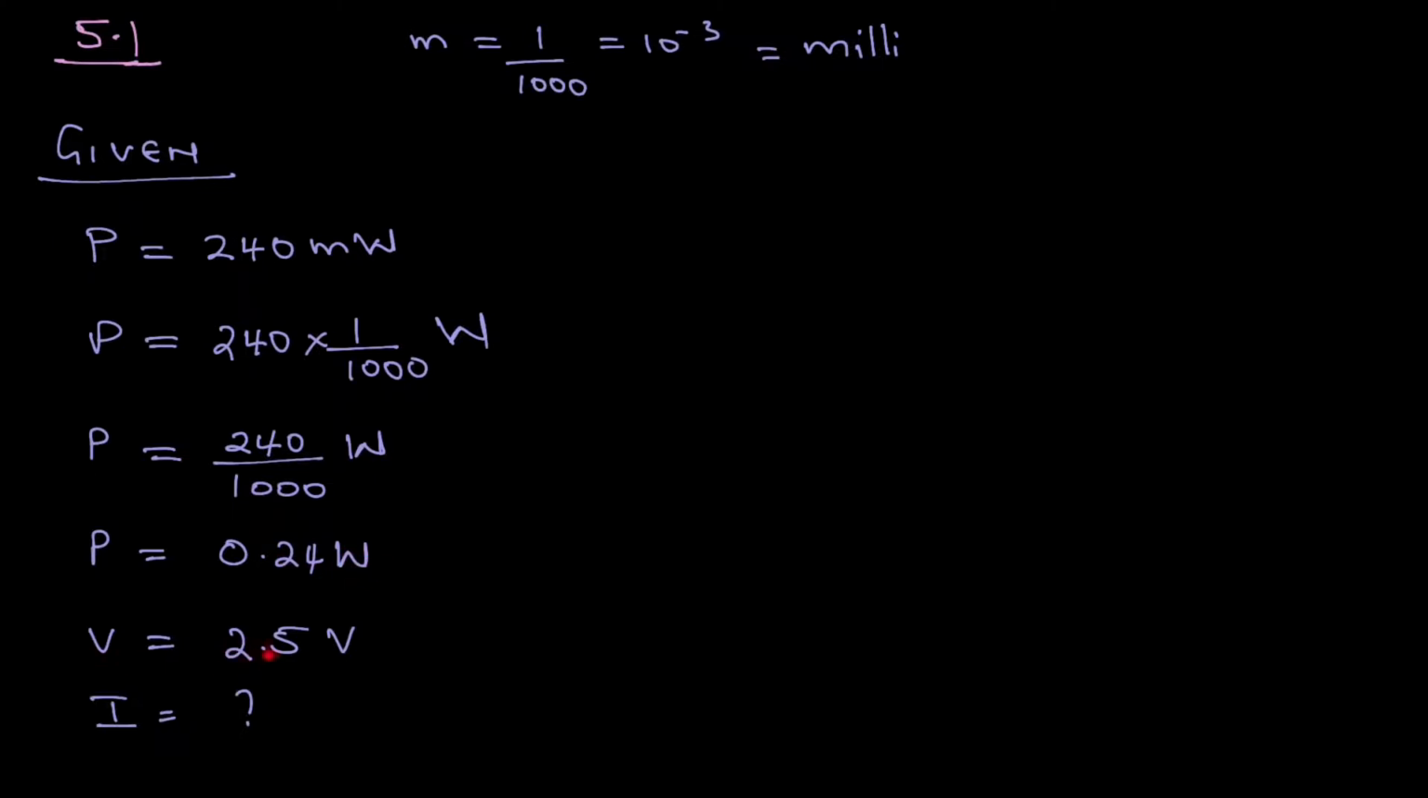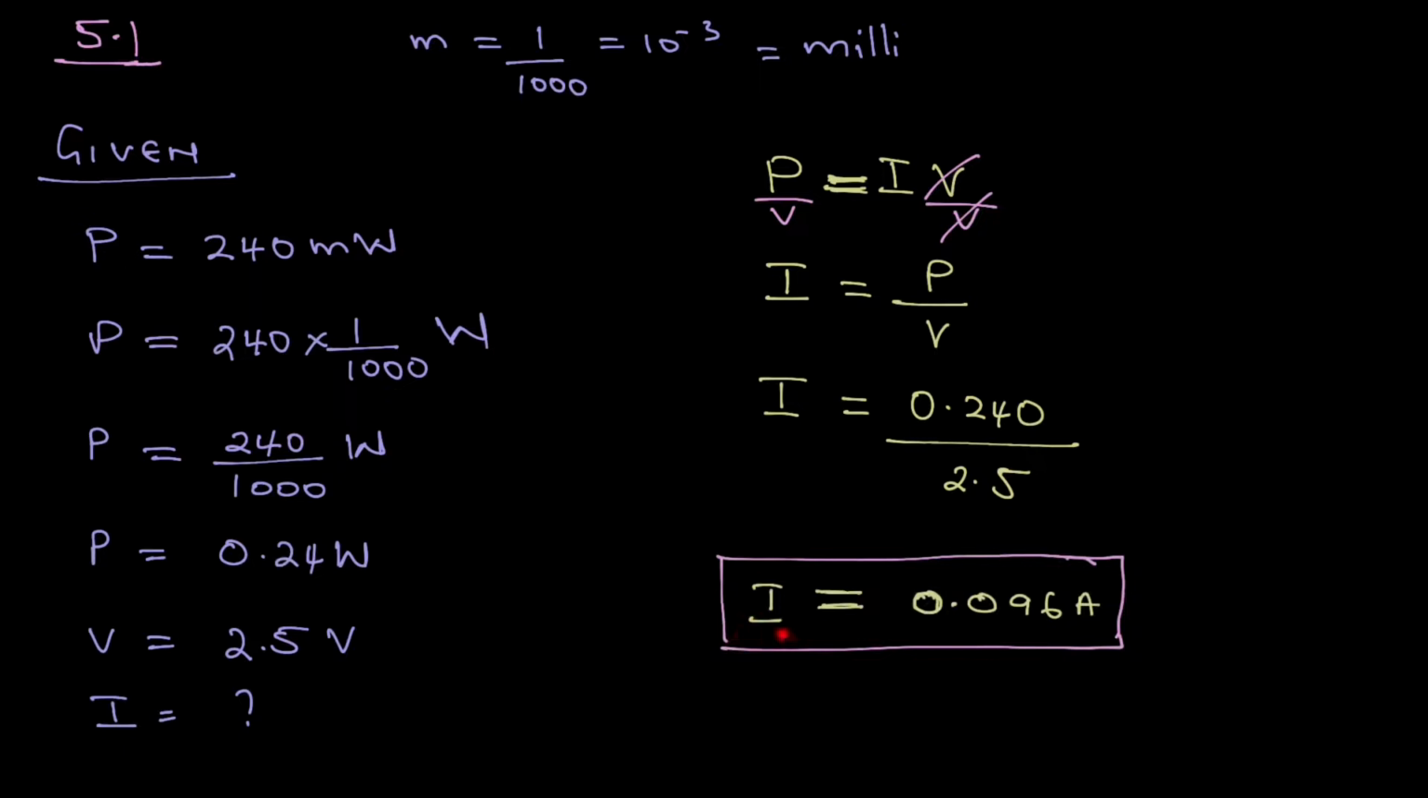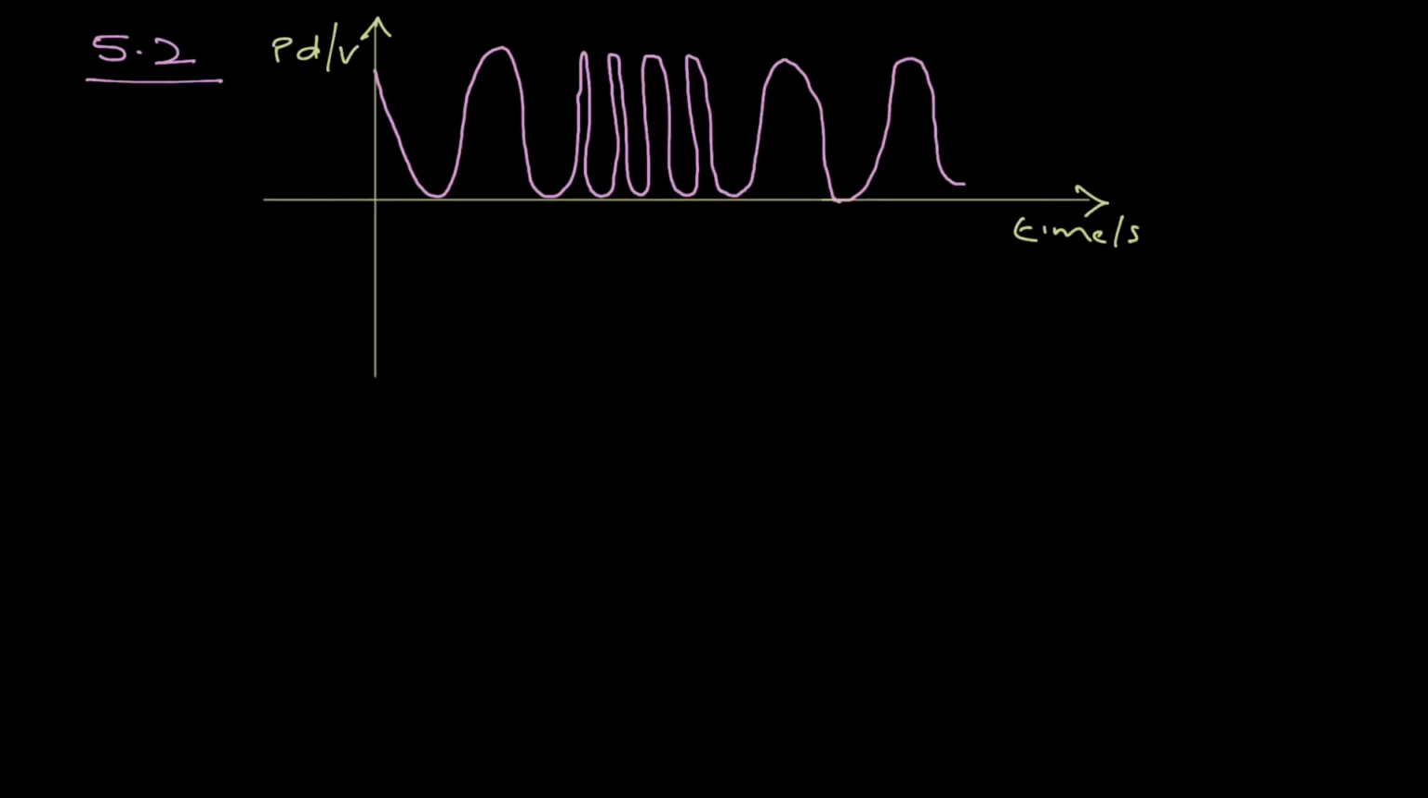The voltage given is 2.5 volts, and we're looking for the current. We know power equals current times voltage, so current will be power over voltage. All I did was divide both sides by V, and then V cancels V, and I've got current I equals P over V. Therefore I need to plug in the values. The power is 0.24 divided by 2.5 volts, and therefore the current is 0.096 amps.